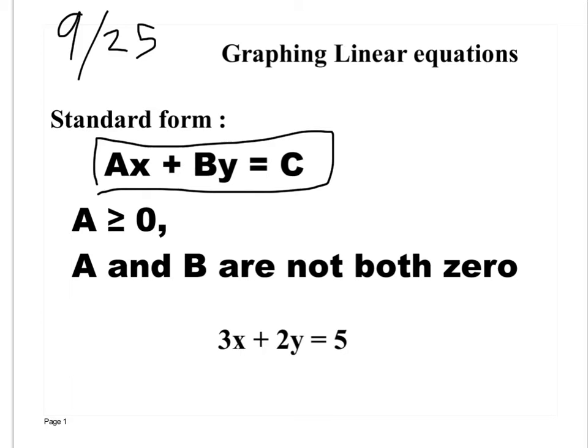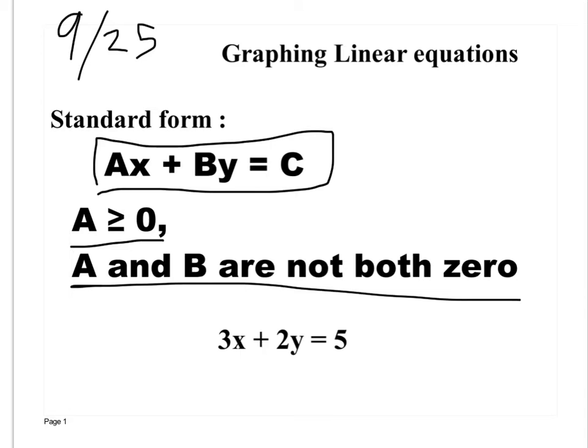Okay, well, you'll see here in a minute. I'll explain in a minute. For standard form to be a linear equation, A has to be greater than or equal to 0, and A and B cannot be 0 at the same time. So A can be 0, but B cannot be if A is 0. If A is not 0, then B can be 0. A and B cannot be 0 at the same time. They are not both 0.